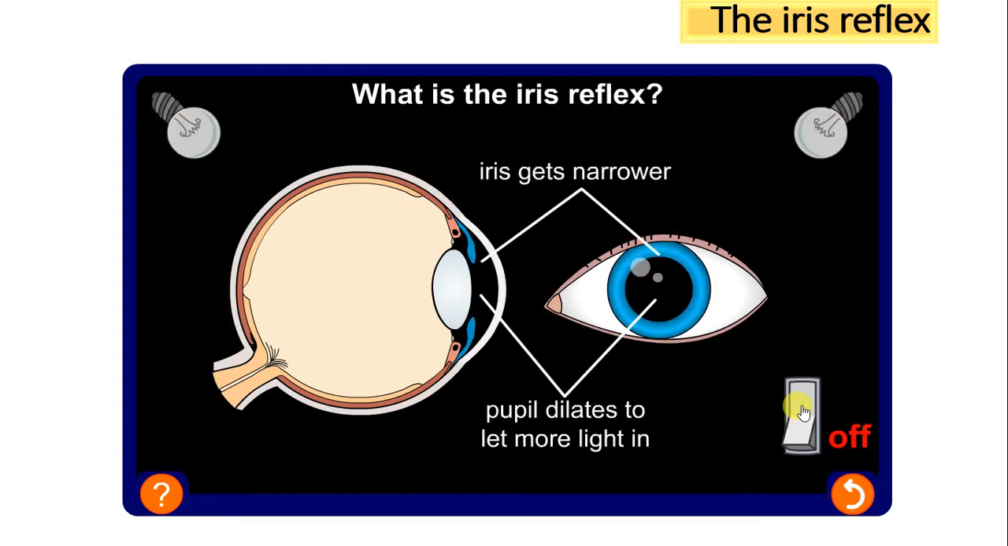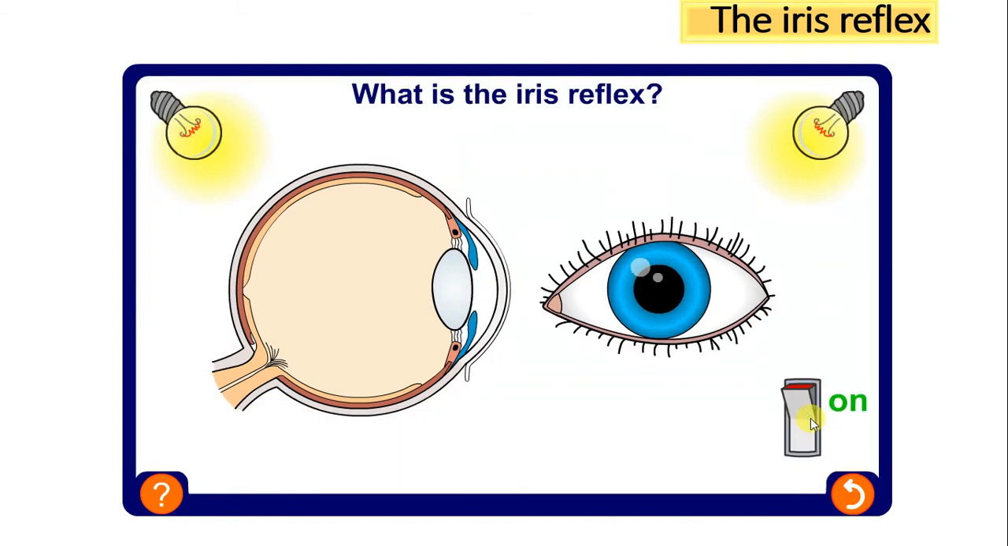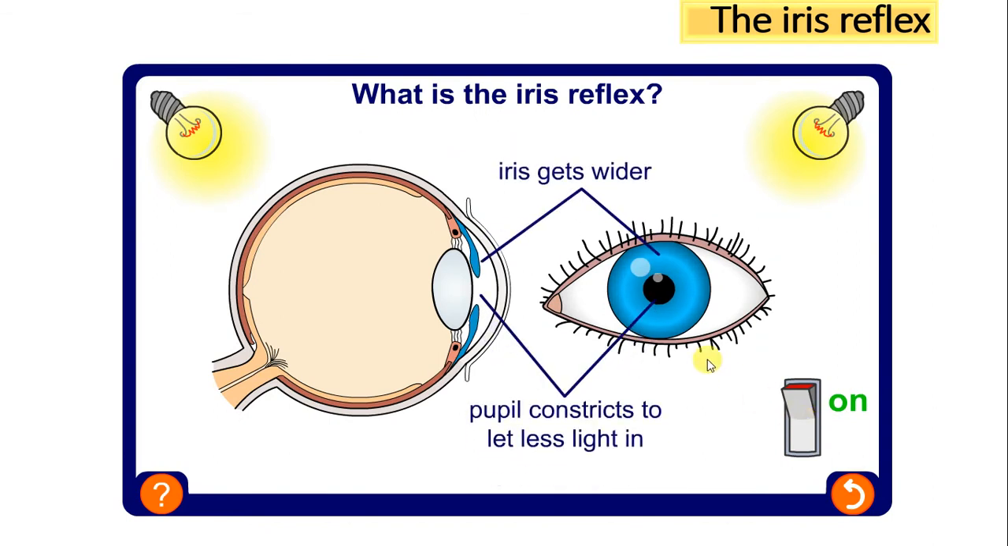If I turn off the light, the pupil becomes larger, the iris gets narrower. The pupil dilates to let more light in. Remember, the iris controls the amount of light that enters the eye. So when the iris gets narrower, the pupil gets larger to increase the amount of light that goes into the eye when you enter a dark room. But when you enter a room where there's enough light, the iris gets wider, then the pupil will constrict to reduce the amount of light moving into the eyes.